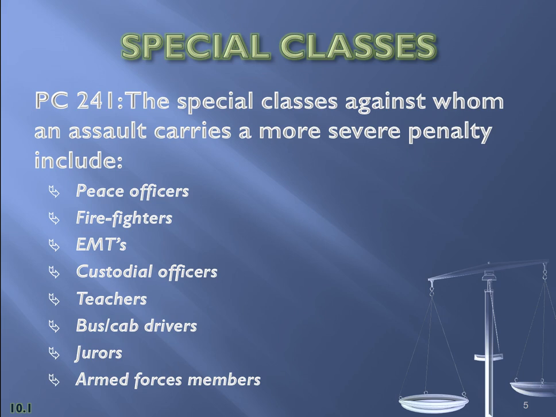Remember, we talked earlier about, hey, if an assault is committed against a special group of individuals, then the punishment might be a little bit higher, or double, if you remember. So Penal Code 241 talks about those special classes against whom an assault carries a more severe penalty. So the legislature has made it a more serious offense to assault certain classes of persons while such persons are engaged in the performance of their duties, meaning that they have to be at work doing their regular job.